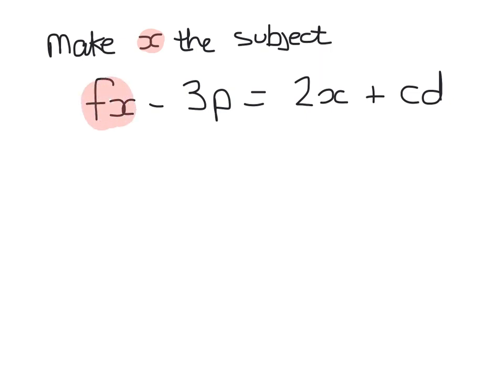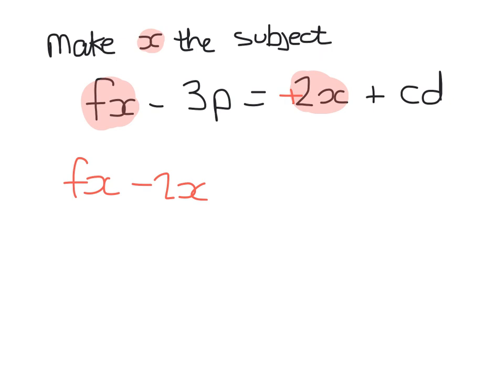Here I've got fx and I've got 2x. So I want those to appear on the same side. My fx will stay on the left, and I'm going to bring the 2x across. Now at the minute, it's positive 2x. And when something crosses over the equal sign, we do the inverse operation. So if it's plus 2x on the right, it will become minus 2x on the left.